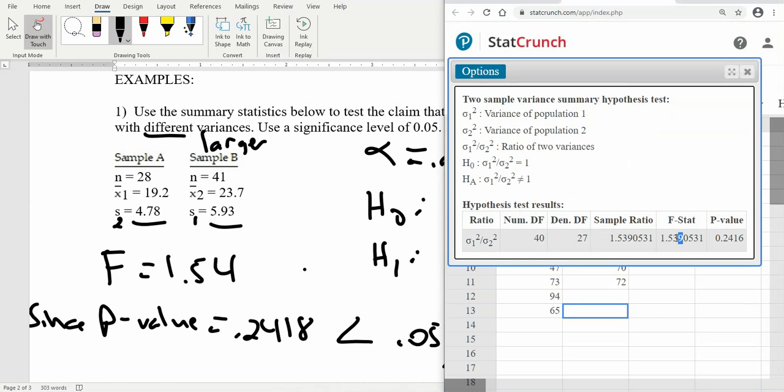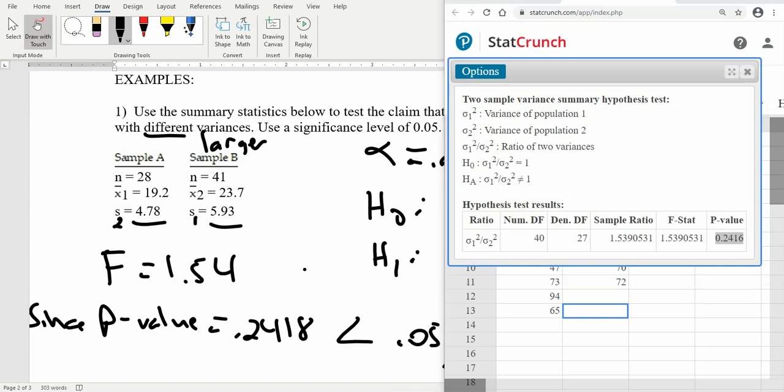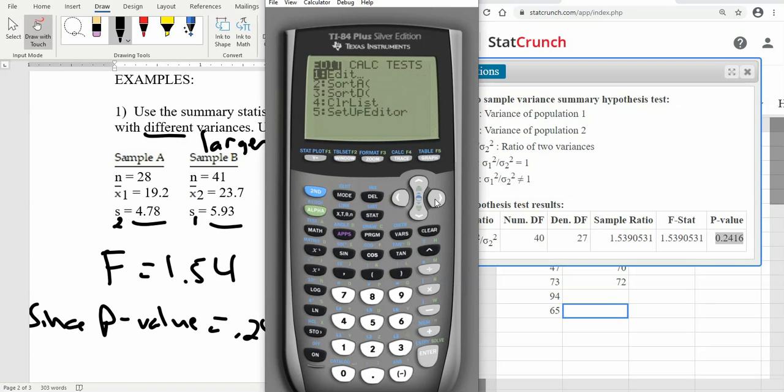F-stat 1.5394, 1.54, and the p-value is really close to what I have. There's a range that's accepted. It makes me curious to see if I did anything wrong. This time I'm going to go up that way and make sure I typed in everything correctly.